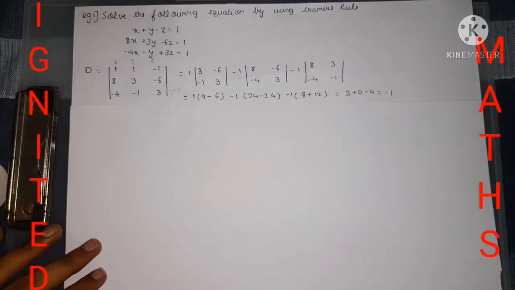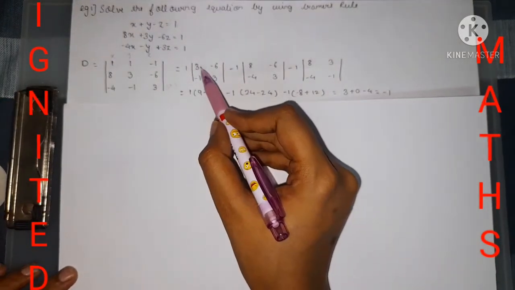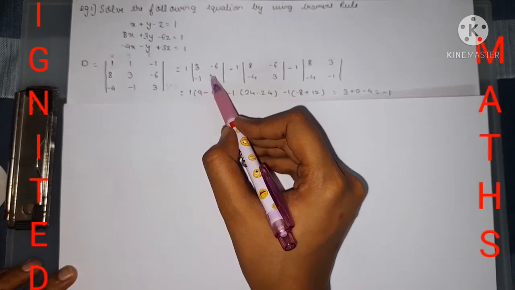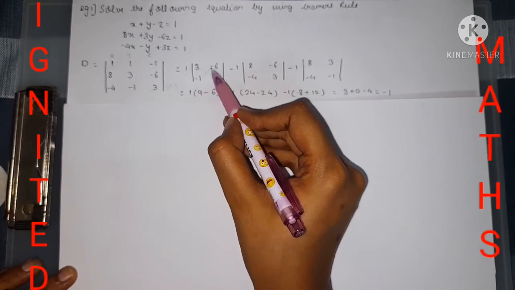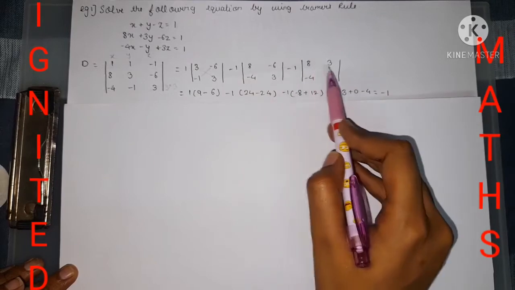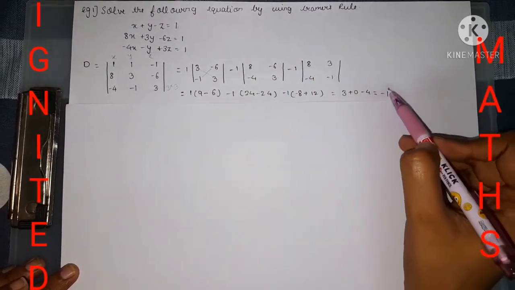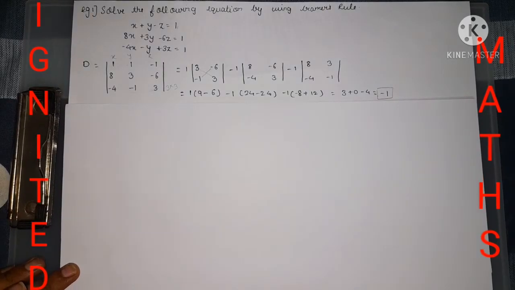Now, how do we solve the 2 cross 2 determinant? First multiply the first diagonal elements, 3 into 9, and subtract the product of the second diagonal elements. You need to do this for all of them. Afterwards I got the answer as minus 1. So this is my answer for D.